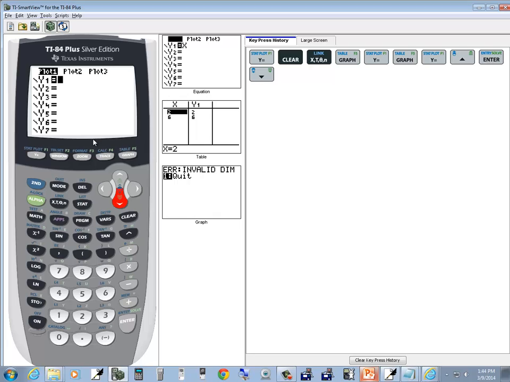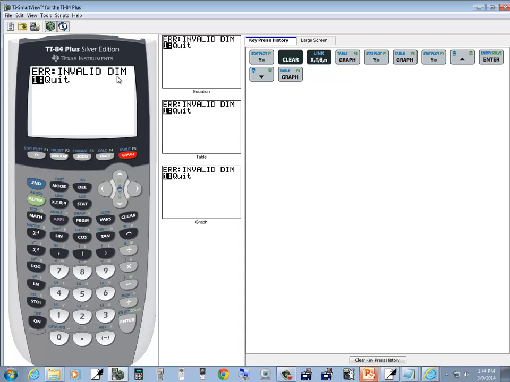Now one of three things will happen when we push the Graph. If I push the Graph here, this time we get an Invalid Dim. That's one of the things that will happen. Another thing that will happen is it'll just work. You'll get the correct graph. And then third thing is you'll get the correct graph, but there'll be extra garbage on the screen, like extra boxes. I'll press Enter on the Quit here.